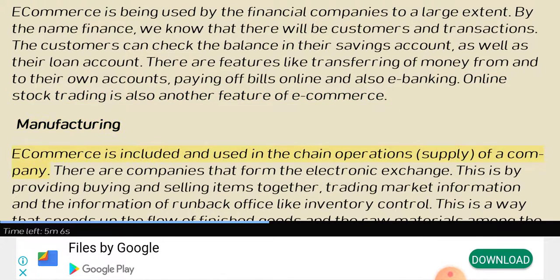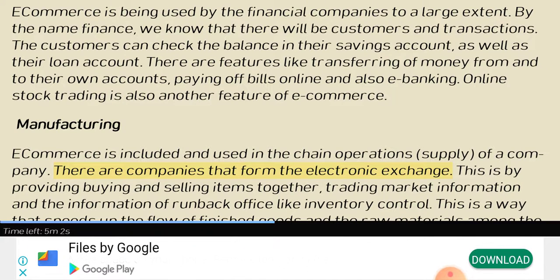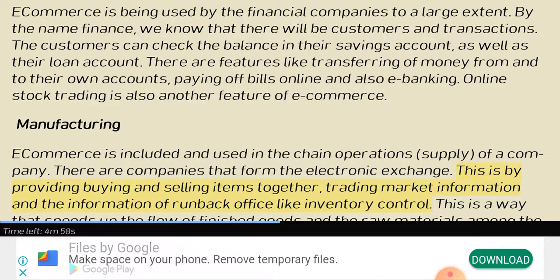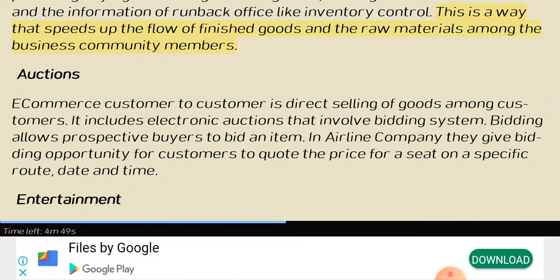Manufacturing. E-commerce is included and used in the supply chain operations of a company. There are companies that form an electronic exchange. This is done by providing buying and selling of items together, trading market information, and the information to run back office functions like inventory control. This is a way that speeds up the flow of finished goods and raw materials among the business community members.